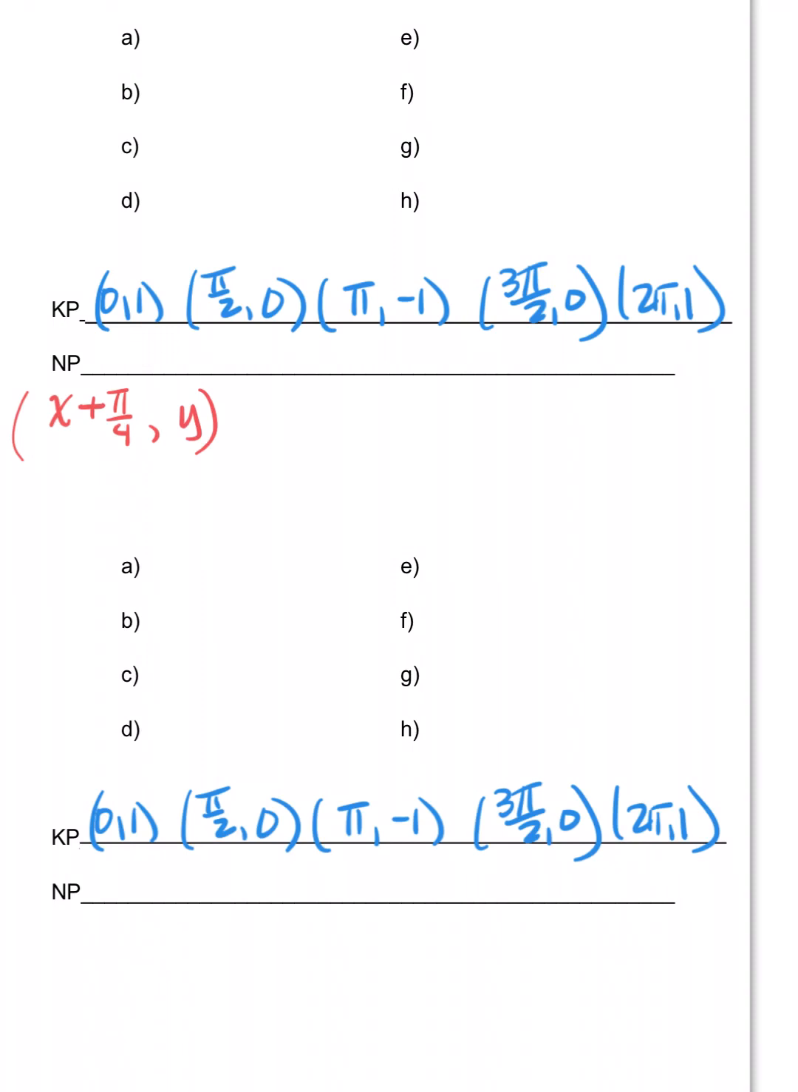So 0 plus pi over 4 is pi over 4. Okay, if I have 1/2 plus pi over 4, common denominator, make that 2 pi over 4, so that's 3 pi over 4.